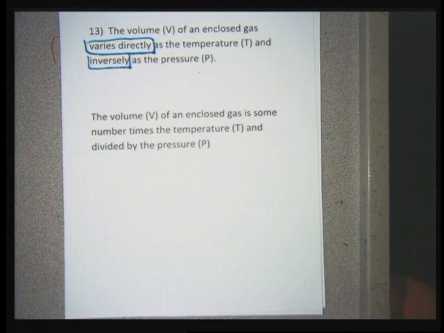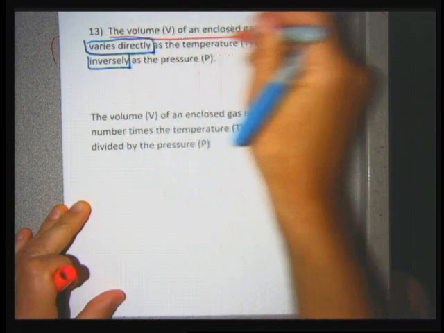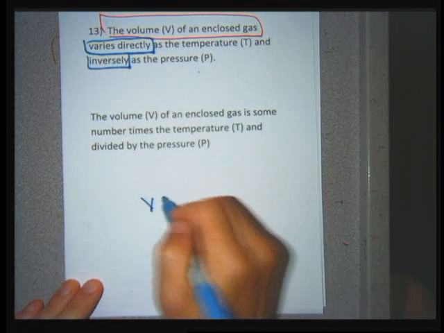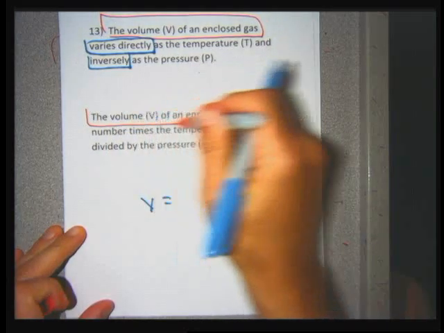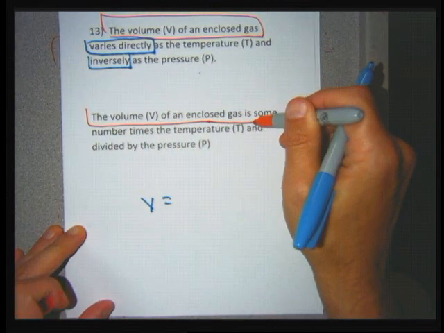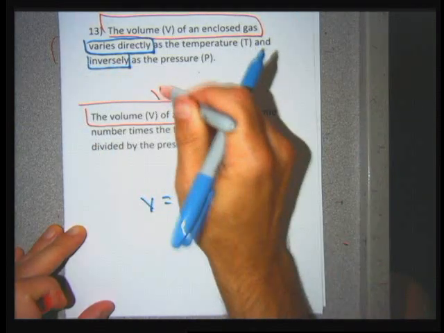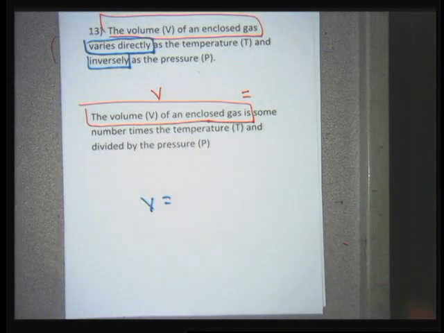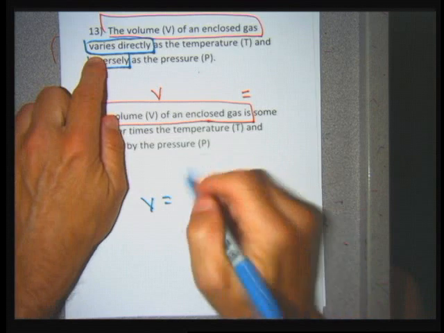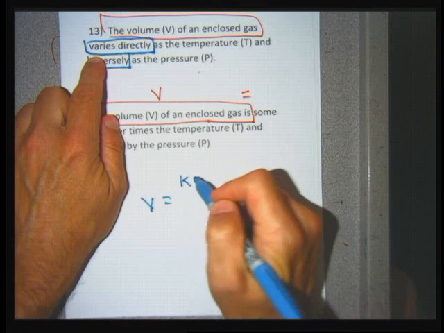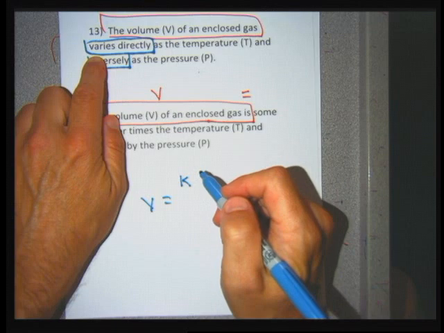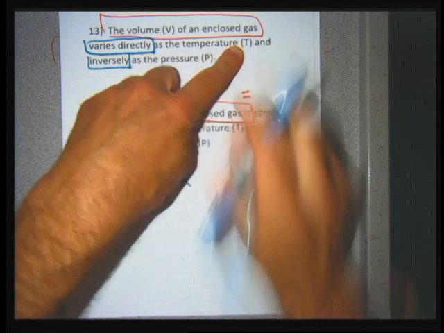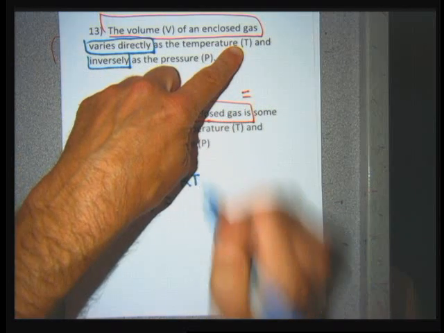As I go through the problem, up to the words varies directly, this part is going to give me the V equals. When I rewrote the problem, I wrote the volume of an enclosed gas is. The volume gives me the V, the is gives me the equals, and because I see varies directly, I'm going to need a k times something. What comes after varies directly tells me what to multiply k by, and it varies directly as the temperature, so after the k, I need a t for the temperature.